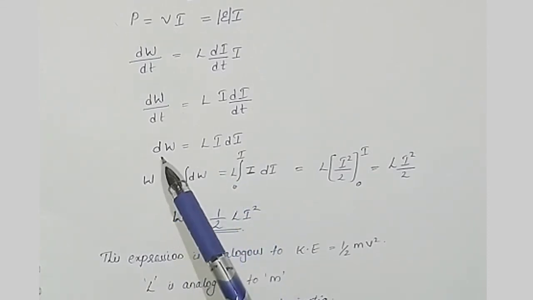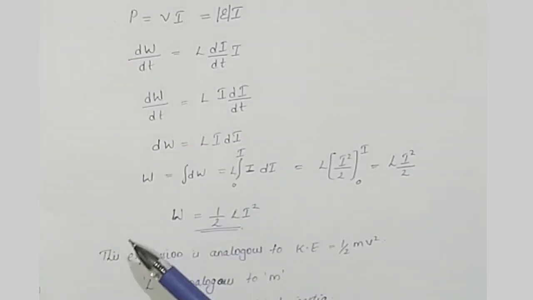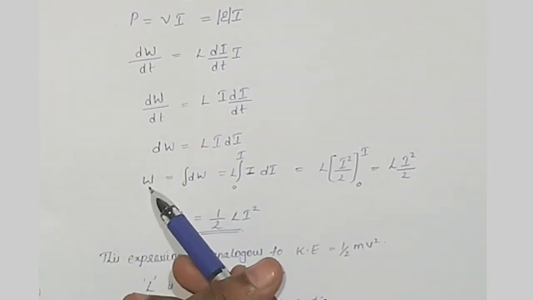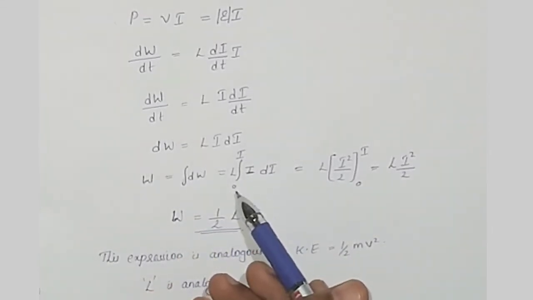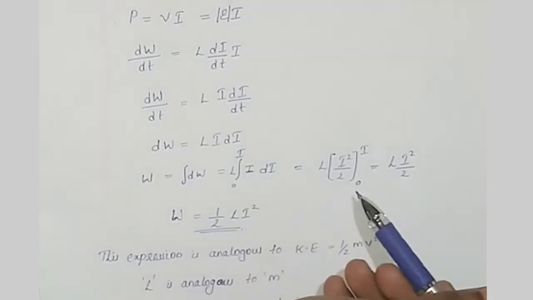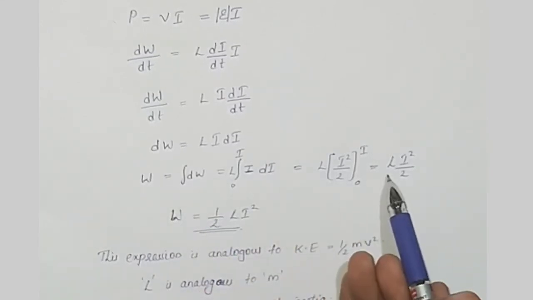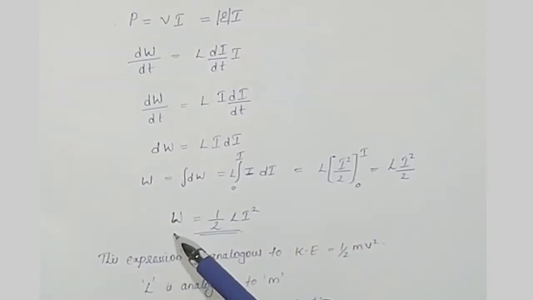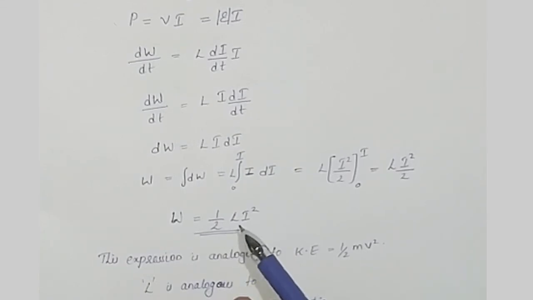So this is the small work done, and to get the total work done to increase the current from 0 to I, we do integration, that is W is equal to integral dW, which is given by L into integral 0 to I of I dI, and on doing this integration and substituting the conditions, we get the work done to be LI² by 2. Therefore the work done against the back EMF is obtained as half LI², and this work done is stored as energy.